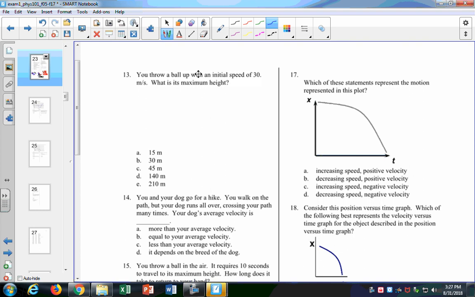All right, you throw a ball up with an initial speed of 30 meters per second. I like to draw a picture. I throw a ball up. The initial velocity is positive 30 meters per second. When I put the little dot at the end, remember that makes the 0 significant, so it has 2 sig figs. And I want to know what is this distance. I'm going to call it y because it's vertical. I also know that the acceleration is negative 10 meters per second squared.